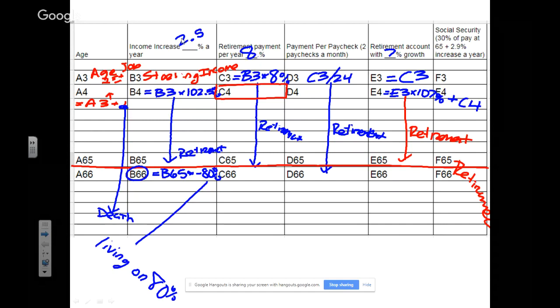Then what's the line below that going to be? We can't just drag this. So once we have that 80% number, then this next line is going to equal B66, so whatever that line is above it, times, anybody know? 102.5%. Because we're going to pay ourselves a little bit more each year so that if we live for 30 years and gas doubles in price, we can still afford to drive our car.